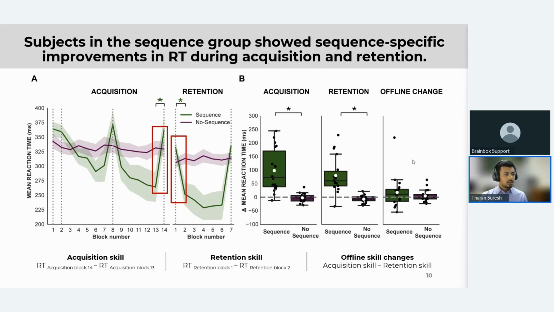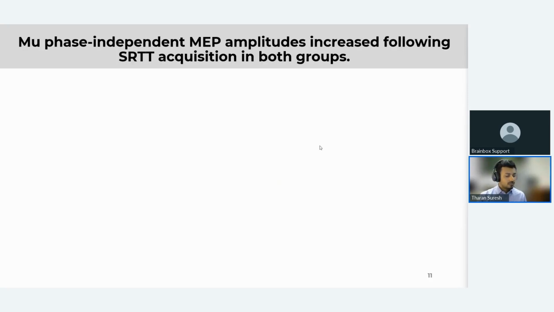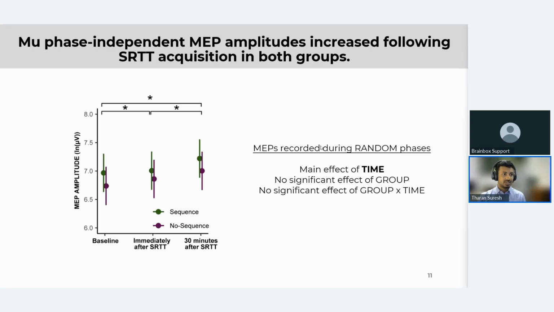Now moving on to the physiological results. First, we looked at the mu phase independent MEP amplitudes. And by that, I mean those that were recorded during random phases of the mu rhythm. And we see that these MEP amplitudes increased after SRTT acquisition in both groups.